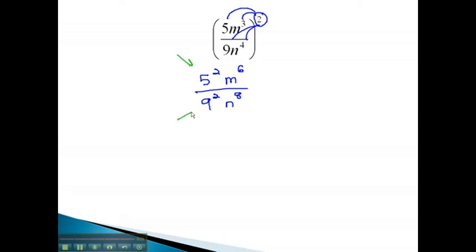Simply evaluating the 5 squared and the 9 squared gives us our final answer of 25 m to the 6th over 81 n to the 8th.